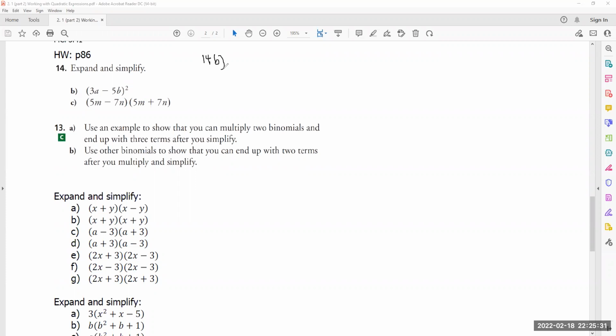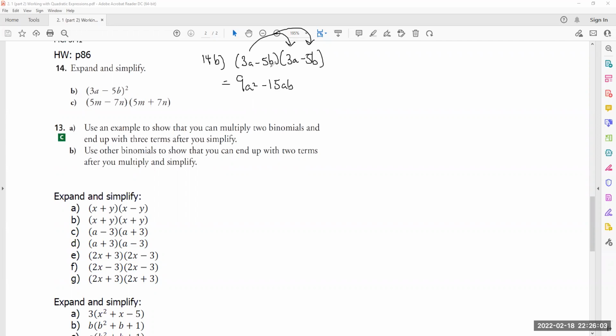All right. 14b. If you want to do this on a blank piece of paper, you can. 3a minus 5b squared. Now, just in case I make a mistake, I am going to rewrite all of this as two binomials multiplied by another binomial, and then do the distributive property. 3a multiplies with this term and then that term. So we've got 9a squared, negative 15ab.